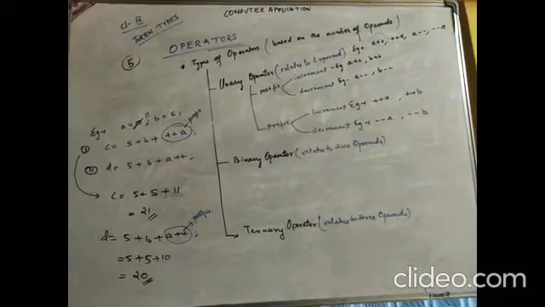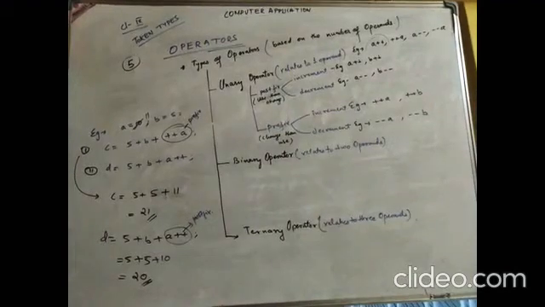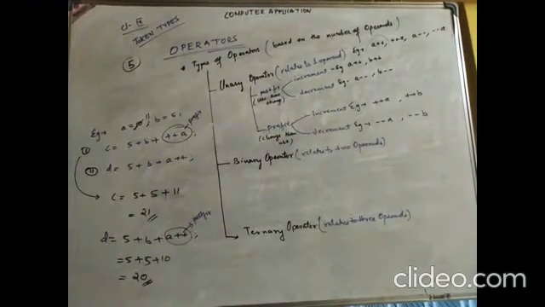So the key thing is what you saw: in postfix, first we use, then change, and in prefix, first we change, then we use. Clear? Understood? Change means increasing or decreasing. So if in the exam it comes, what is the postfix increment operator? What will you write? In postfix increment, first the variable value is used, then the variable value is increased by 1. In prefix, you write first the variable value is increased by 1, then the variable value is used.